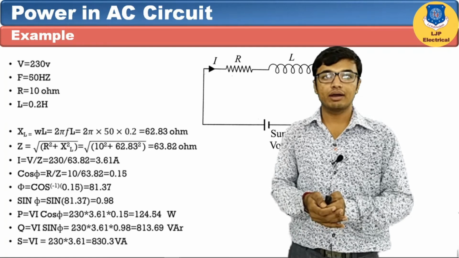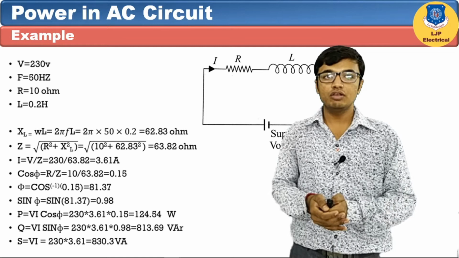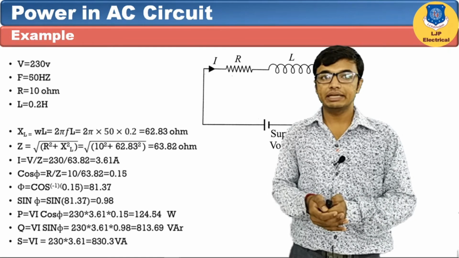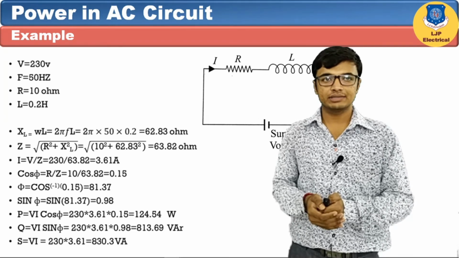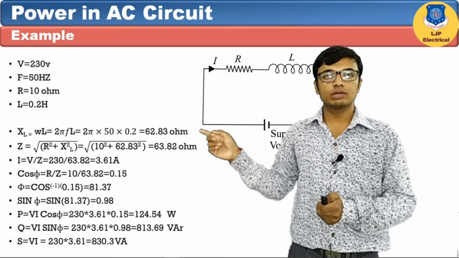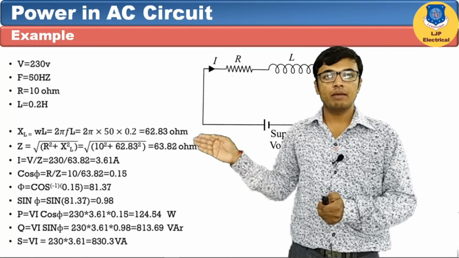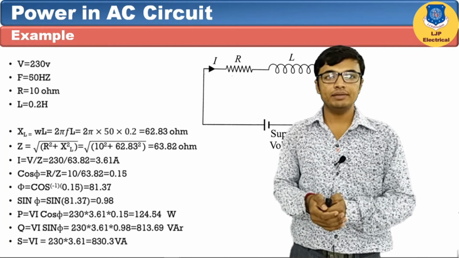After that we have to find out current, that is I is equal to V divided by Z. So we will get value of current, that is 230 divided by 63.82. So we will get value of current, that is 3.61 ampere.